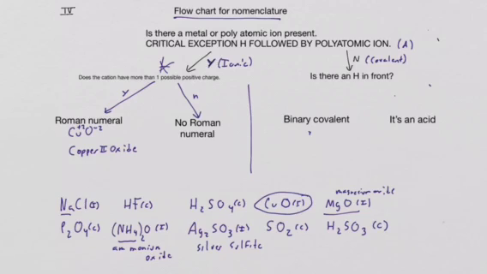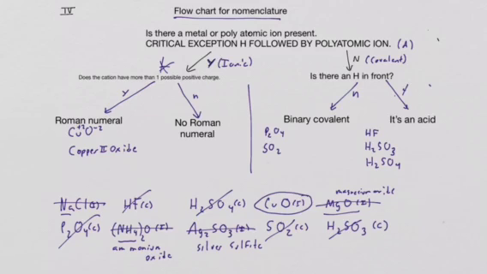Okay, so the next question you ask yourself is, okay, if it's all nonmetals, or a nonmetal followed by a polyatomic ion, is there an H in the front? And if there is an H in the front, the answer to that is yes. Well, you've got yourself an acid. If there is not an H in the front, then no, you've got binary covalent. So I suggest you pause the tape and determine which ones are which. And I'm going to put them in a list by the time you get back.